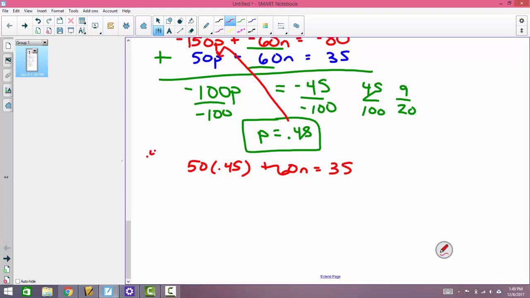So 50 times 0.45, I'm going to put the 0 as the placeholder. 5 times 5 is 25. 5 times 4 is 20, plus 2 is 22. There are 2 decimals in the initial problem, so there should be 2 decimals in the answer. I'm not going to put the 0, but that 0 is the other decimal placeholder. This does make sense that it's 22.5 because half of 50 is 25, and we're finding 45% of it, which is a little less. So to solve for n, you would subtract 22.5.